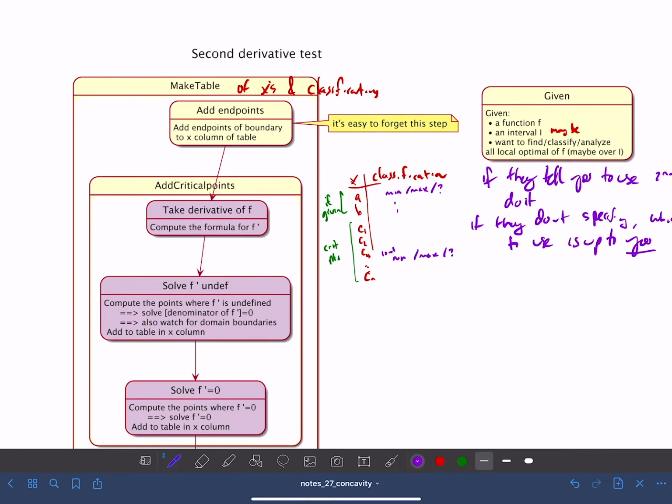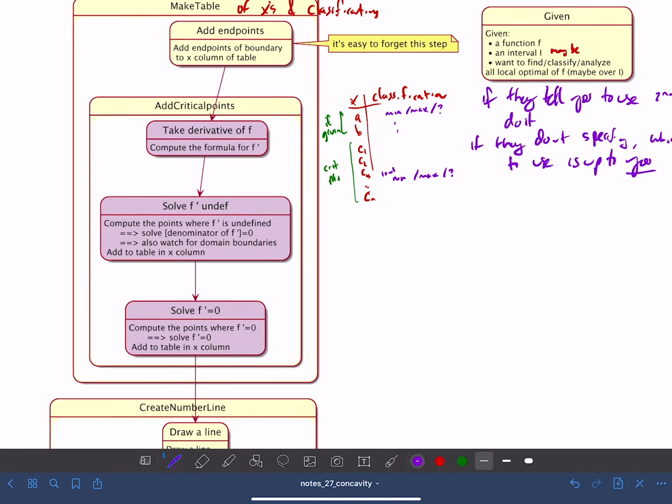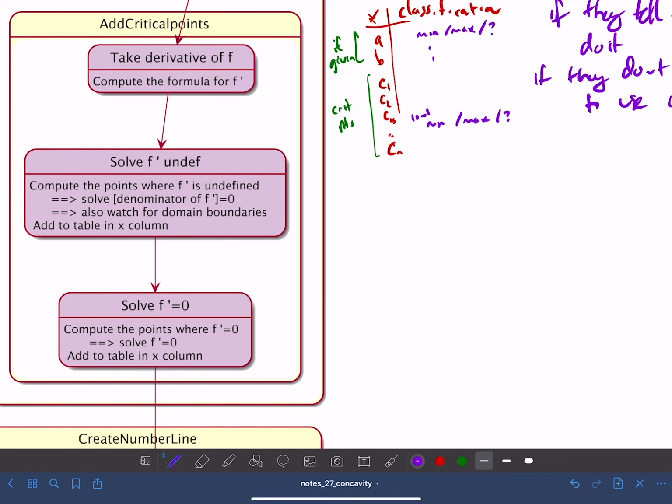All right. So you already know how to find critical points, because we've already done that several times now. You're going to take the derivative of f. You're going to solve where it's undefined. You're going to solve where f prime is equal to 0. And you're going to take those things and put them in here, because those are your critical points. And we're going to classify the critical points as being mins or maxes.